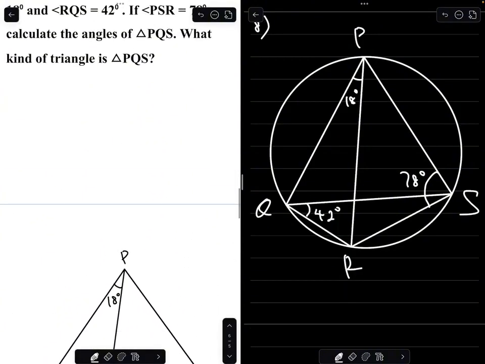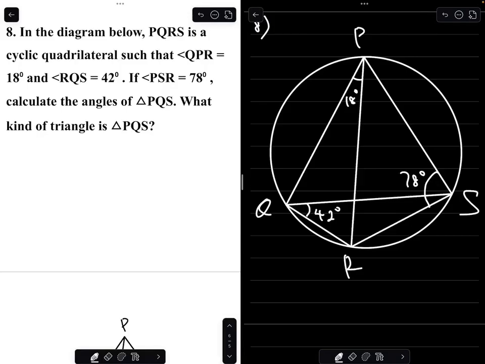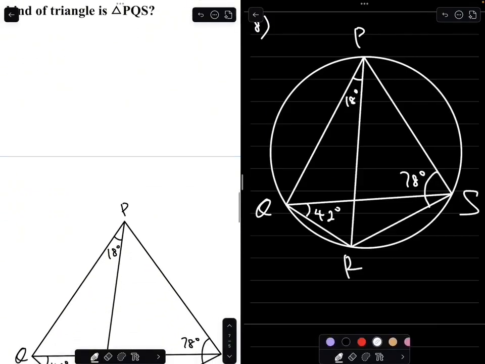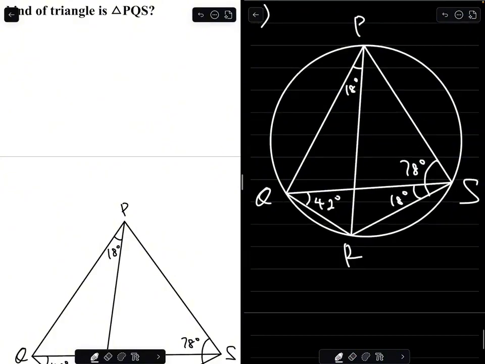Now the question says calculate the angles of triangle PQS. We want to find the angles of triangle PQS. That means we want to find this angle and this angle inside triangle PQS. So let's go. How do we do that? Now, first of all, we can see that if this is 18 degrees, then this will also be 18 degrees. And the reason for that is angles in the same segment.